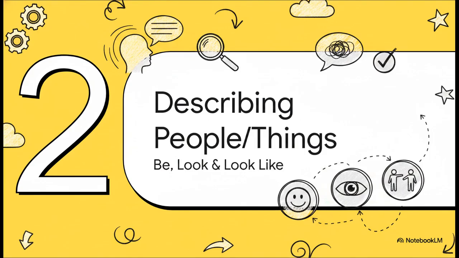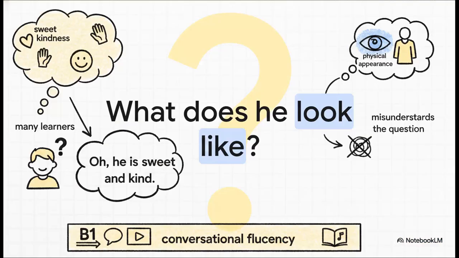Moving right along to section 2, describing people and things. Be, look, and look like. Let me ask you this directly. If someone says, what does he look like, what's your gut reaction to say? For a lot of learners, the immediate reflex is to jump straight to personality traits, right? You might say, oh, he is sweet and kind. But actually, answering that way completely misunderstands what's being asked.